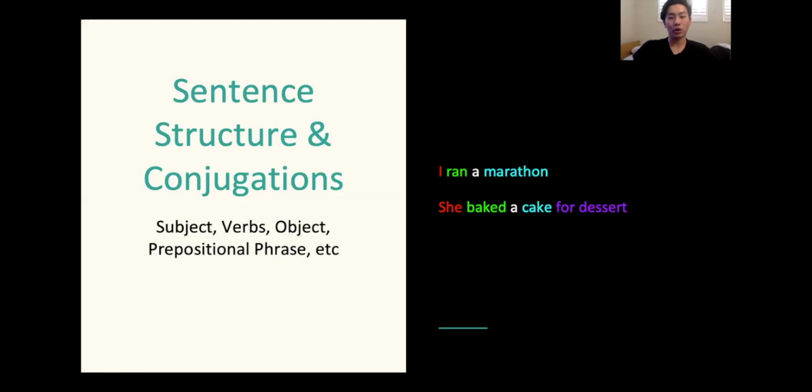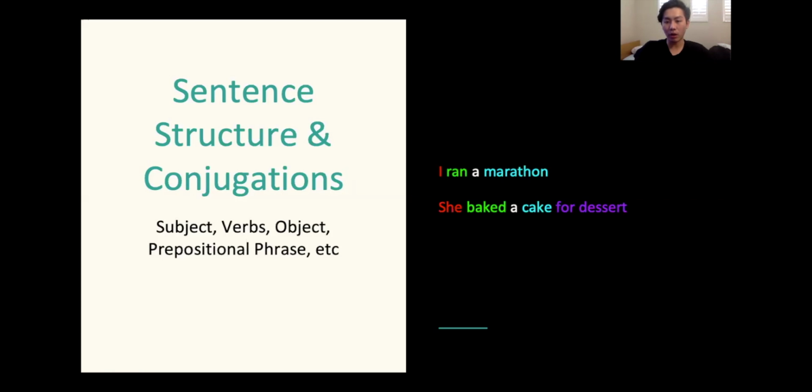Now, that's where conjugations come into play. Conjugations are a way of altering a verb so that we can identify when the verb was done, like if we did the verb yesterday, today, or we will be doing it in the future. So in this case, ran is past tense. That means you did it yesterday or somewhere in the past.